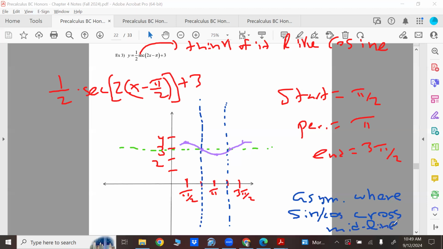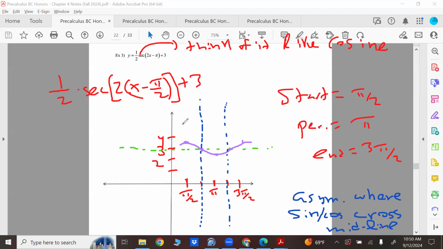Because if you think about it, we should have actually done this. What's halfway between pi over 2 and pi? 3 pi over 4. Okay, if I plug in 3 pi over 4 here, 3 pi over 4 minus pi over 2. What's pi over 2 converted to 4 as a denominator? 3 pi over 4 minus 2 pi over 4, which is pi over 4. What's 2 times pi over 4? Pi over 2, right? What's cosine of pi over 2? Well, its reciprocal is undefined, because cosine is 0. That's why we have an asymptote there.